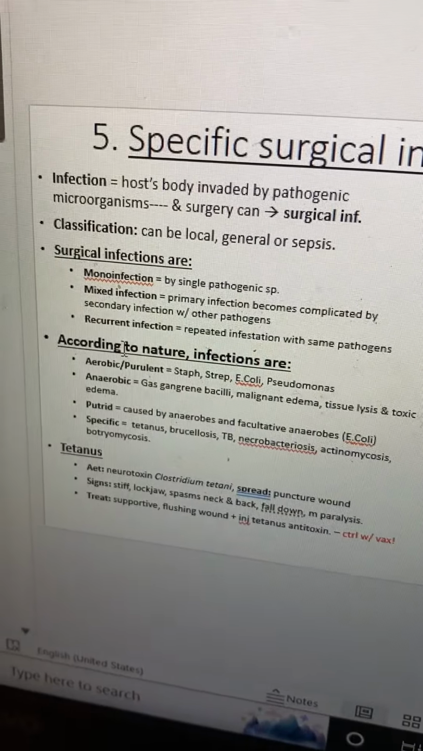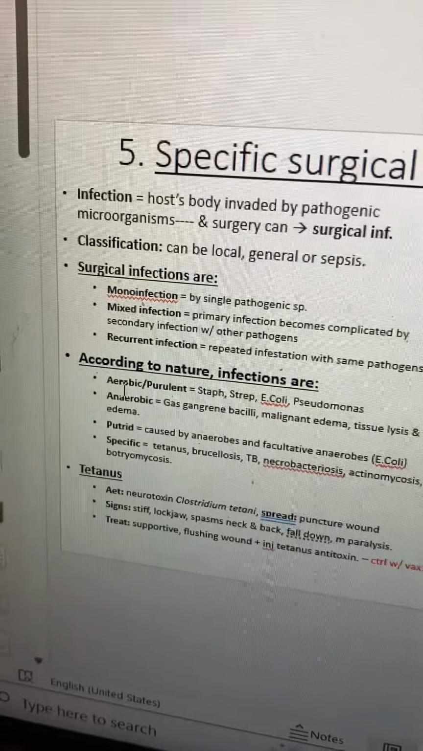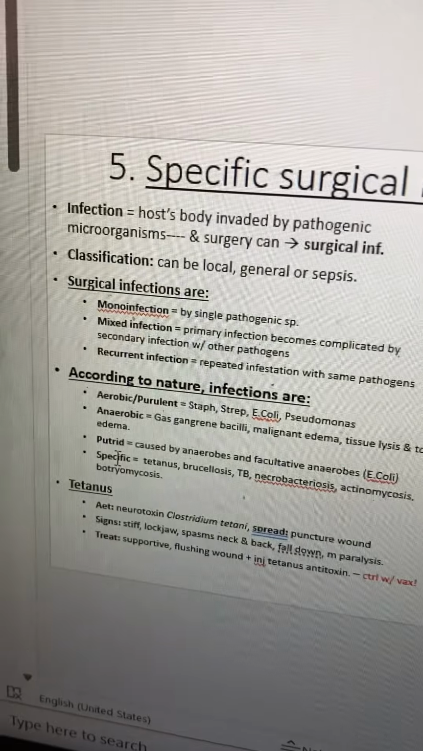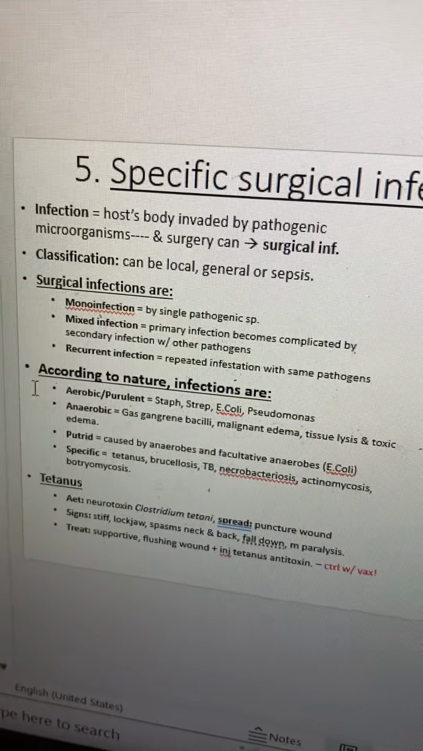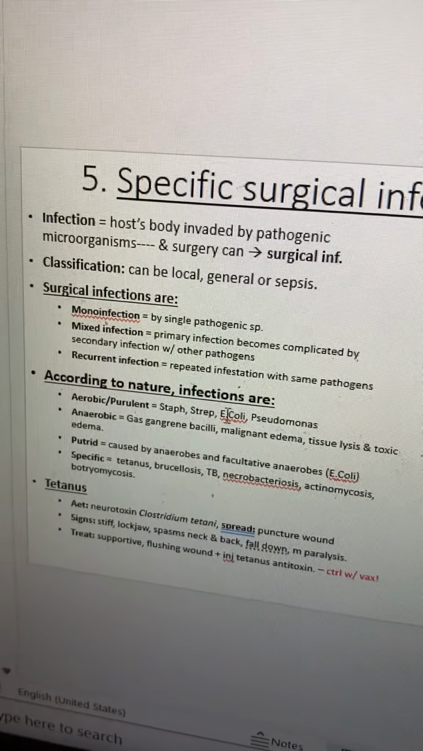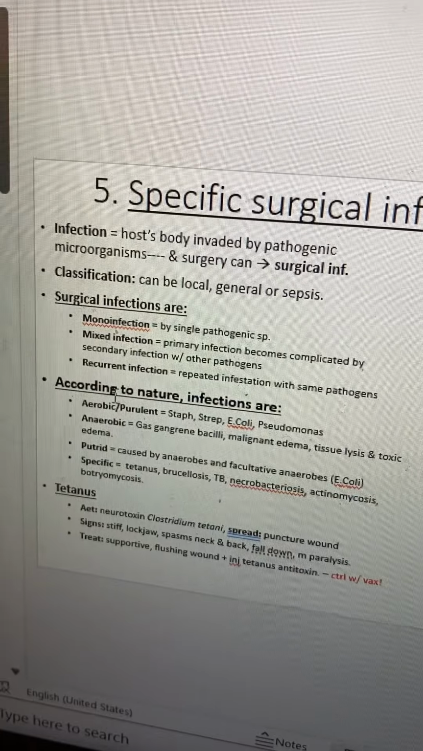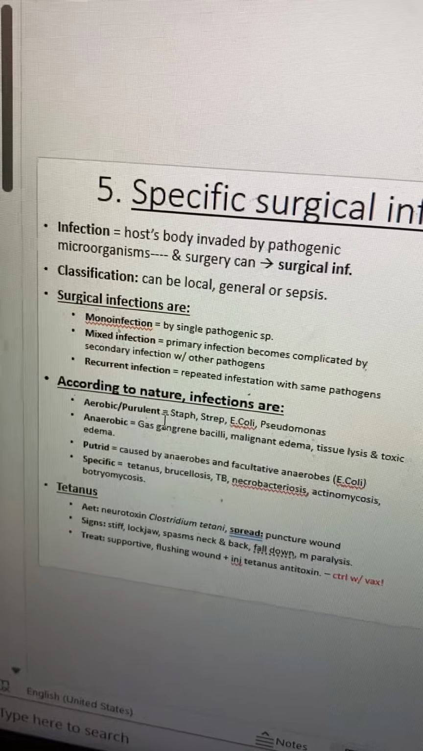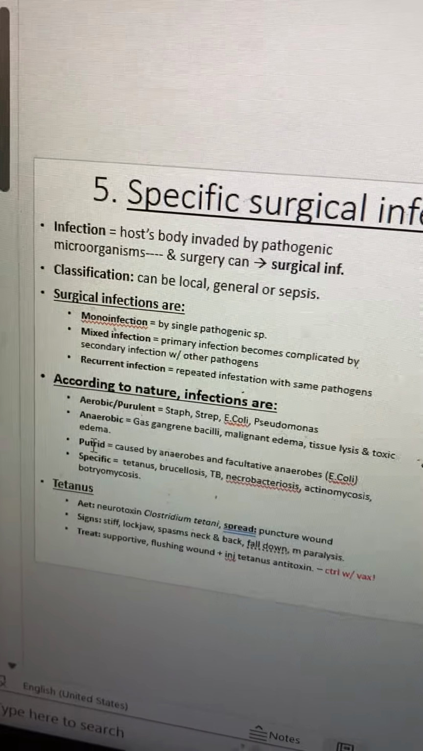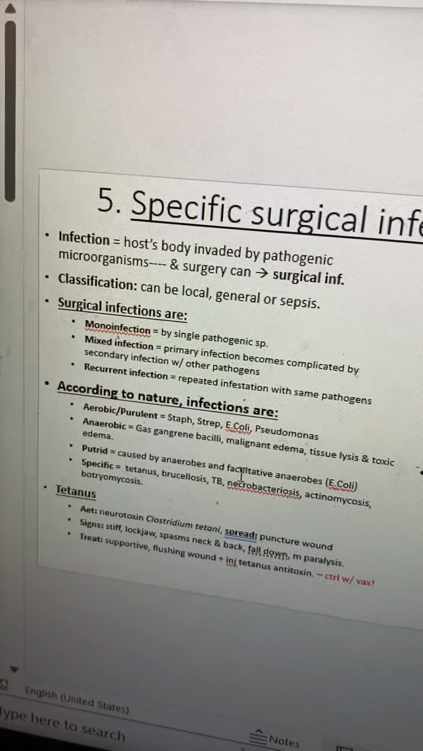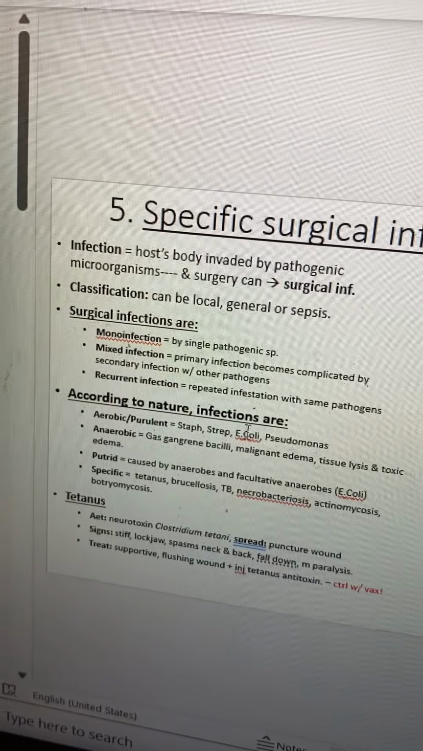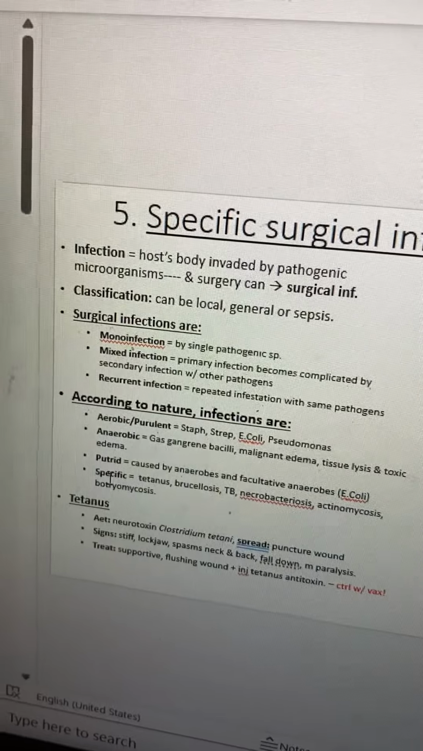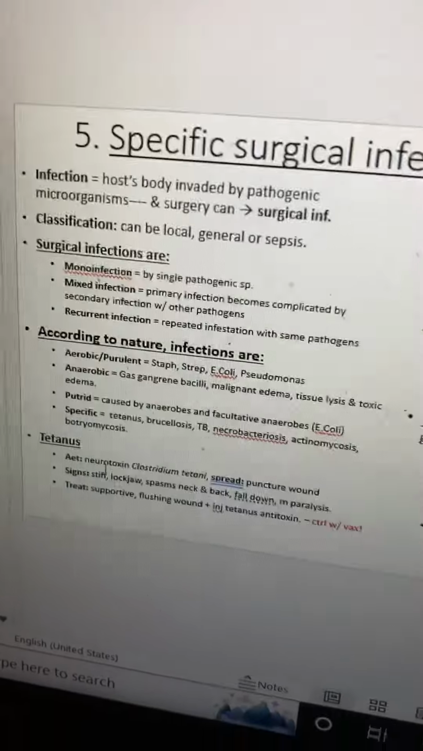And infections as well, I think we discussed this in another question, they can be anaerobic, aerobic, putrid, and specific. So they've just given some examples here. Don't get too bogged down, but aerobic, one example could be Staphylococcus. That's a really big one in hospitals because I've been tested for it. Anaerobic would be something like gas gangrene. Putrid are usually caused by anaerobes, as we mentioned in the previous question, which is interesting because they've also mentioned E. coli here. So I would say Staphylococcus. Specific, we're actually going to talk about tetanus now.